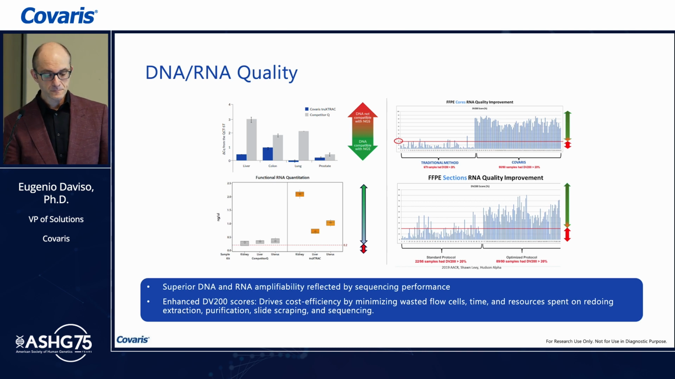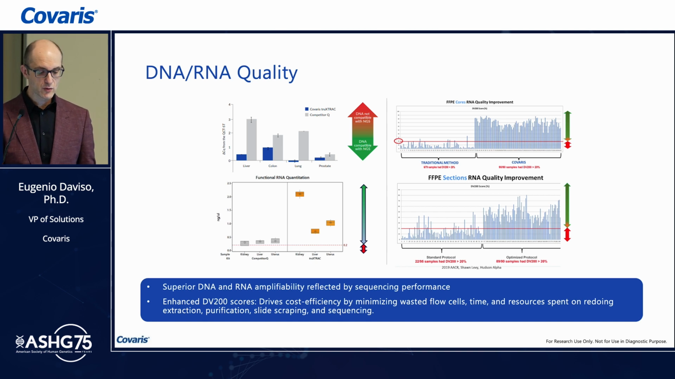The same story applies when we compare RNA. This is RNA extracted using Covaris Mars solution, and this is from the competition. As you can see, the difference is evident, and it is a factor between 2 to 4 times higher compared to the competition. Another quality metric that was developed by QIAGEN is the DV200. You can see the comparison of the DV200 that the RNA has when extracted using Covaris compared to the competitor.